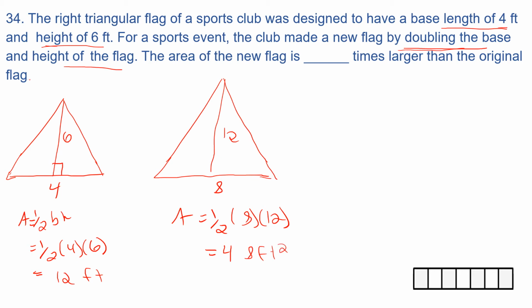So how do they relate? It goes from 12 to 48. It says the area of the new flag is blank times larger than the original flag. That would be 4 times larger. You could find that by saying 12 times what is 48? So 12 times 4 is 48, or you could divide 48 by 12. Either way, that would give you 4. So we're going to say that it is 4 times larger.